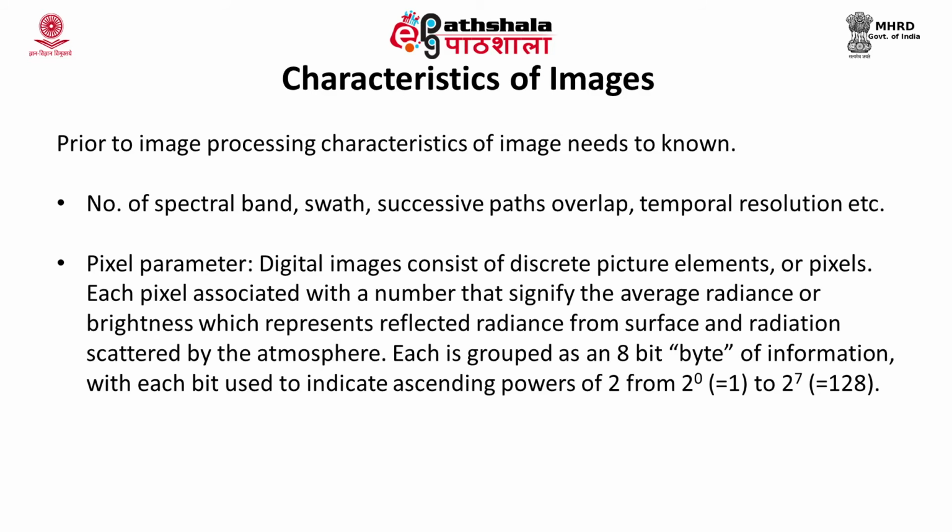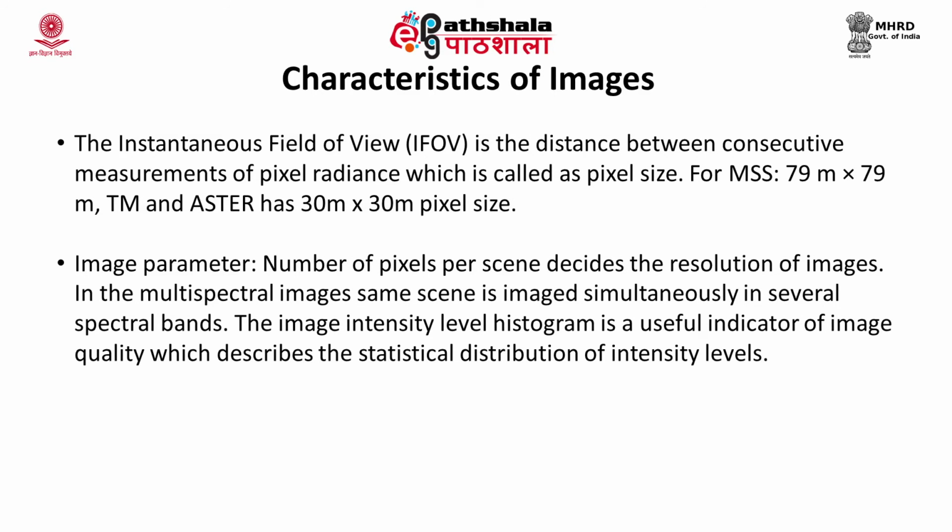The instantaneous field of view, IFOV, is the distance between consecutive measurements of pixel radiance, which is also called the pixel size. For example, if you look at the Landsat MSS, the pixel size is 79 meter by 79 meter, but in the case of TM and ASTER, it has 30 meter by 30 meter pixel size, and for some bands you have even 15 meter by 15 meter pixel size.